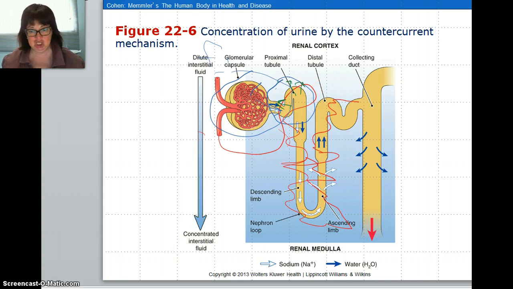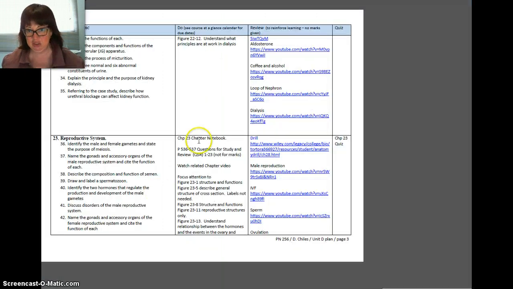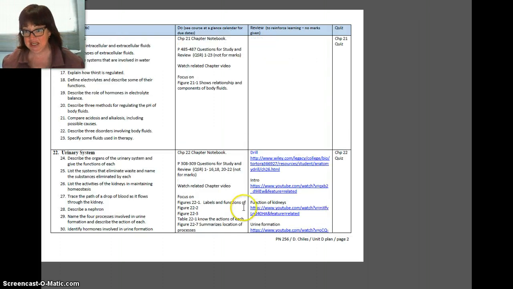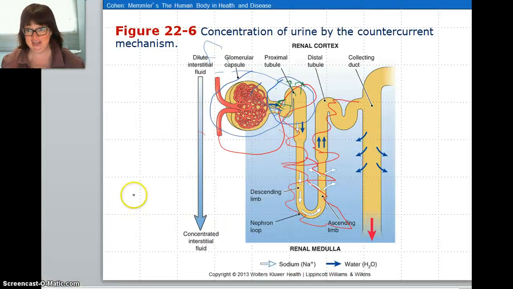Please pay attention to the videos. When you look at the loop of the nephron, this one has it, and if you go back to the first page, there is another video, the functions of the kidneys. This goes into more detail on reabsorption. You need to know this detail, so please watch these videos.